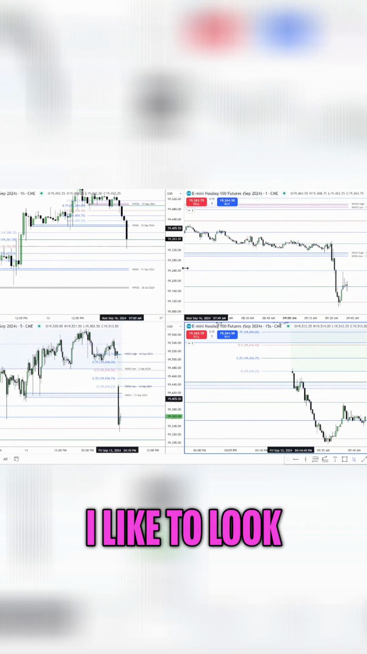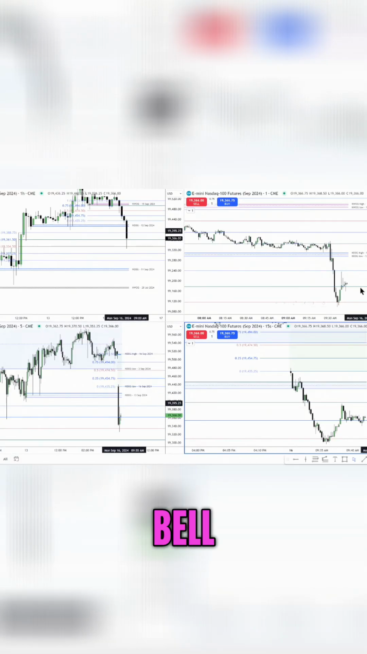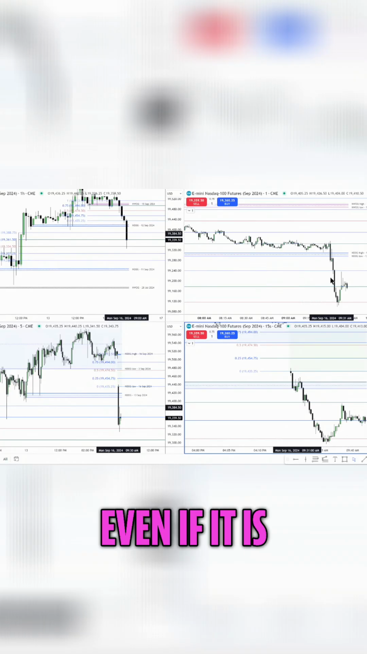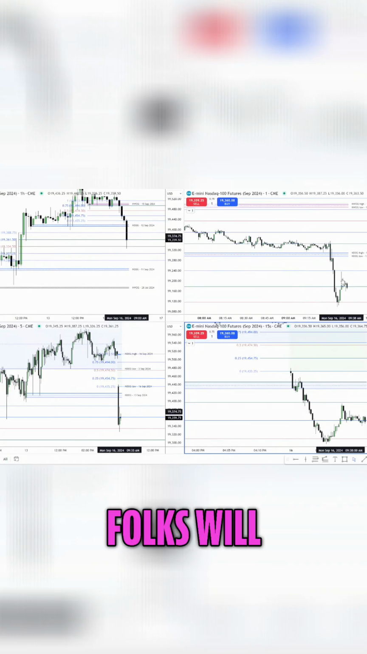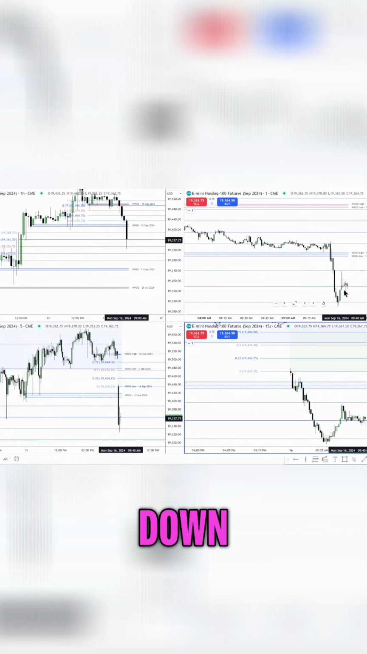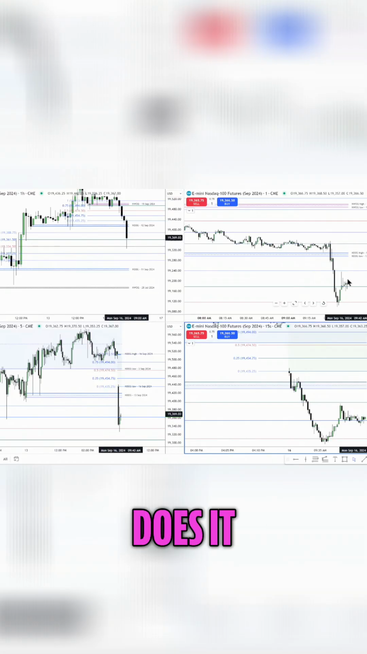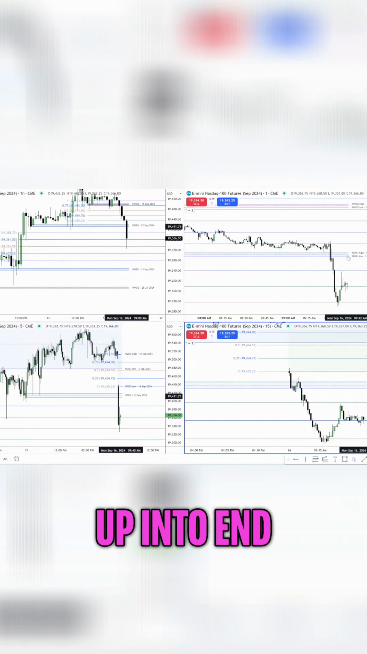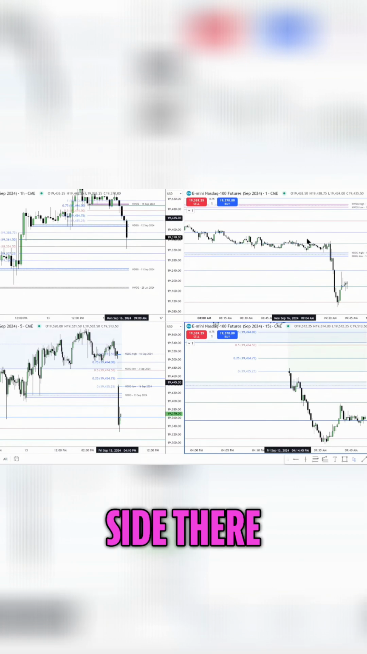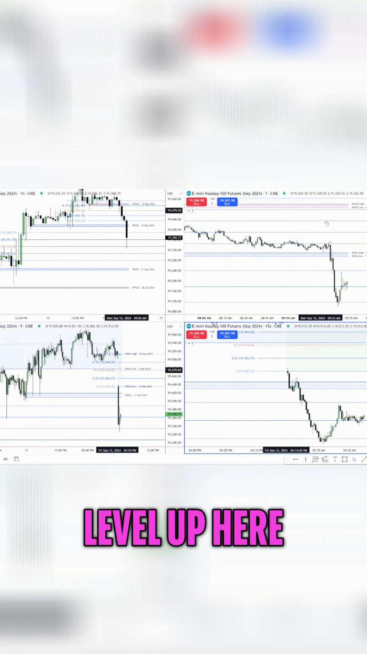All right, some of the things I like to look for is like we went down below this low here, a straight shot right from the opening bell. We have all these wicks in here. And generally, even if it is inside of this SIBI here, folks will look at that and think that that's something to go short on. I like the fact that it went down into that volume imbalance right here on the 1 minute chart with this candlestick here. And now I want to see, does it want to go higher to reach back up into the end dog here and then maybe get up into the buy side there and see if we can get to mid gap, which is consequent encroachment, that red level up here.